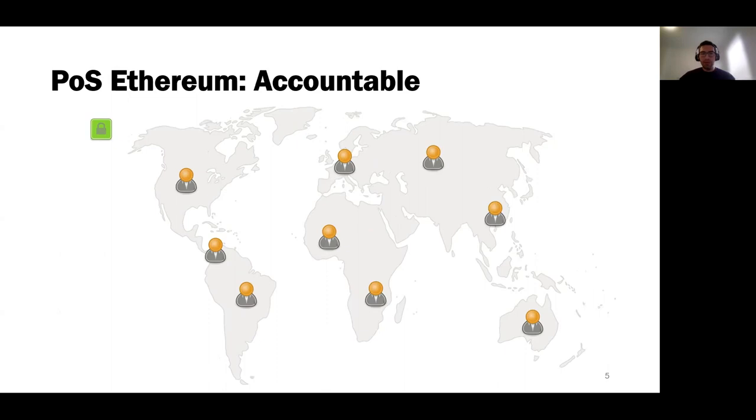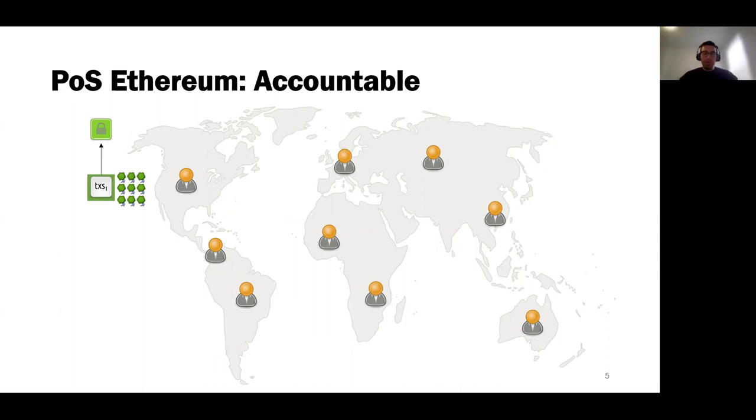Now, let's look at proof of stake Ethereum and examine a similar attack. In the finality gadget of proof of stake Ethereum, validators vote for the blocks that are proposed at the tip of the finalized chain. Upon gathering a sufficiently large quorum of votes, these blocks become finalized.